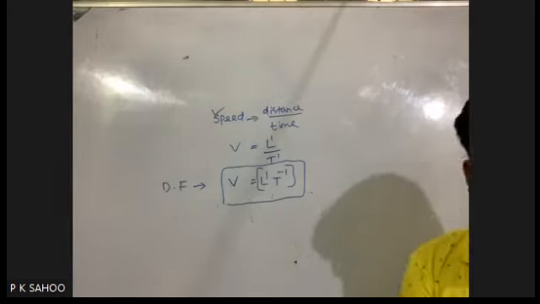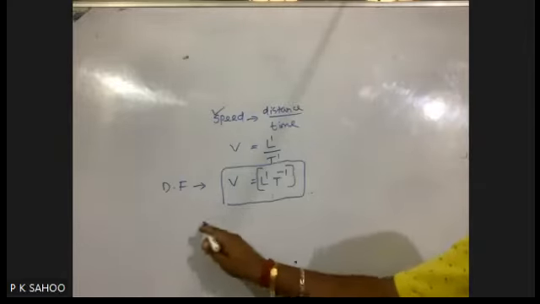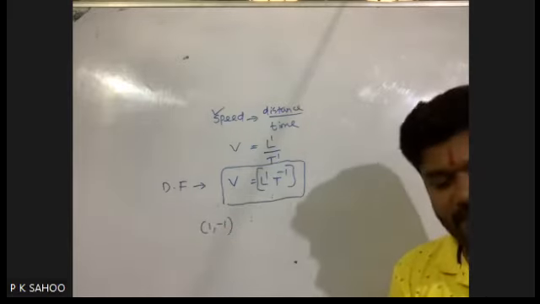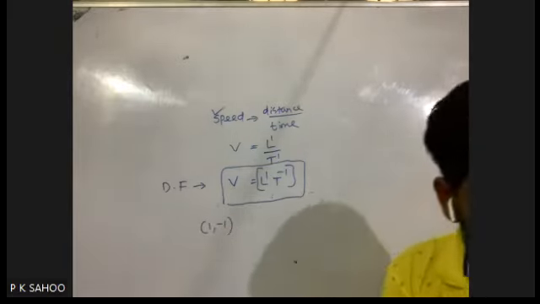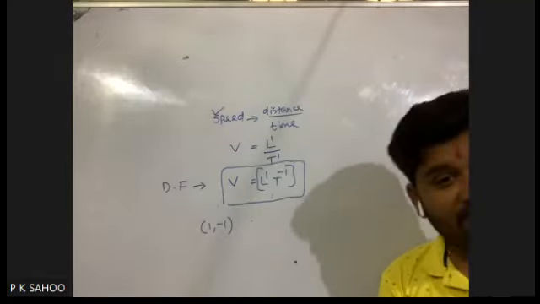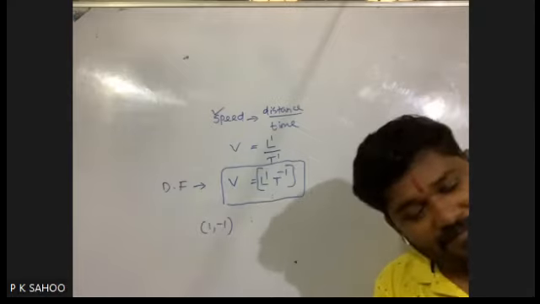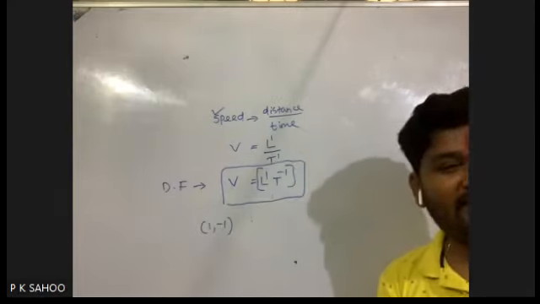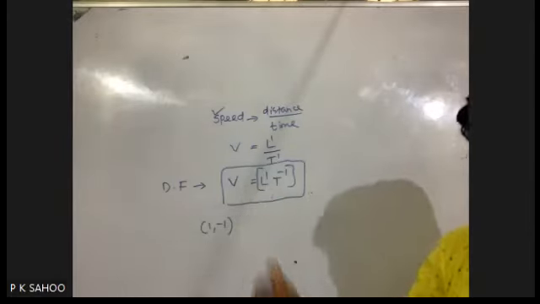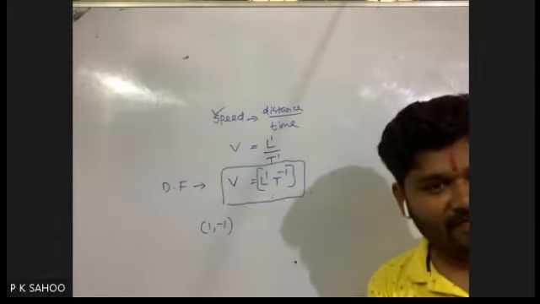Okay, but what do you mean by dimension? These powers, 1 and minus 1, are called dimensions. The powers of what? The powers of the fundamental quantities. Powers of the fundamental quantities are called the dimensions.